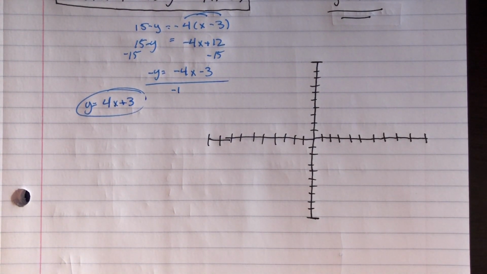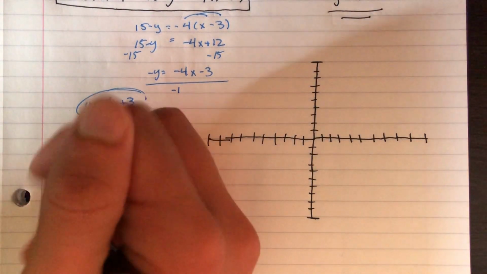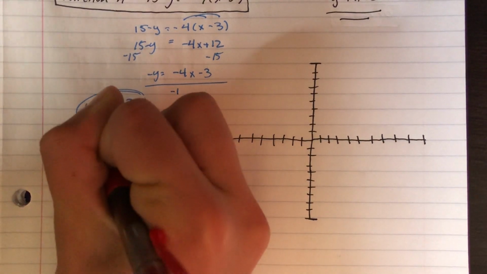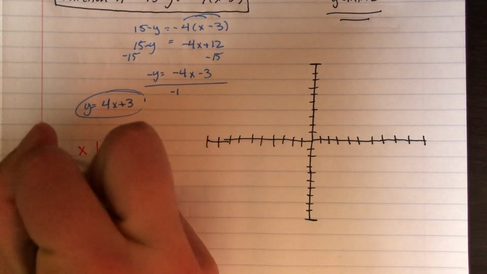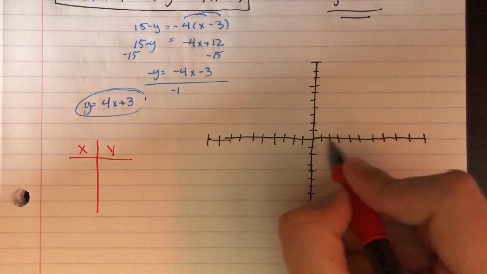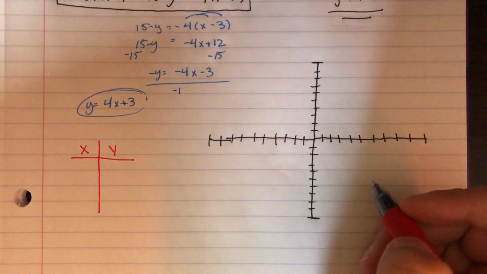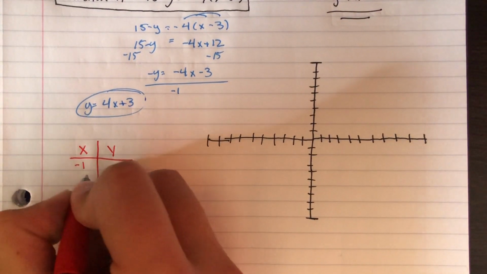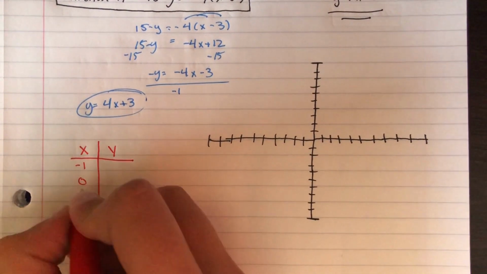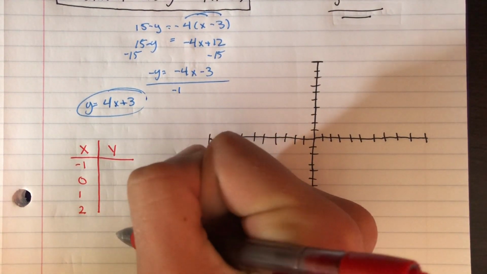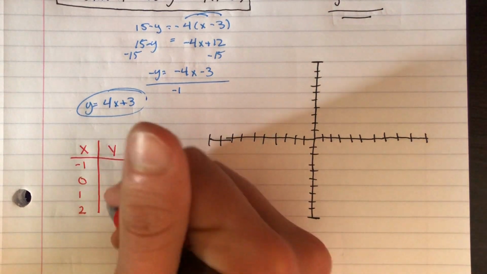As we begin graphing, I always like to start by creating a chart. So you have an x and your y values. What you're trying to find is your y values. So you can look at the sides here and choose 3 to 4 points. So I'm going to start with negative 1, 0, 1, and 2. So we're going to try and identify those 4 points on the graph.